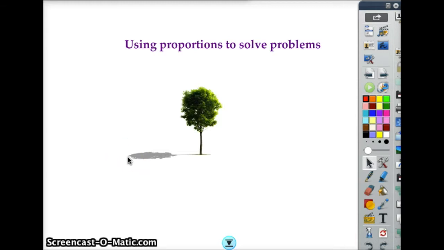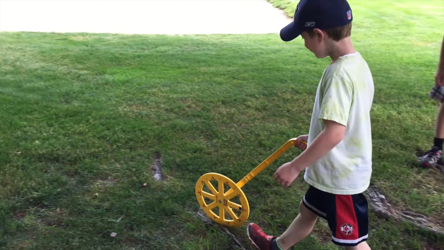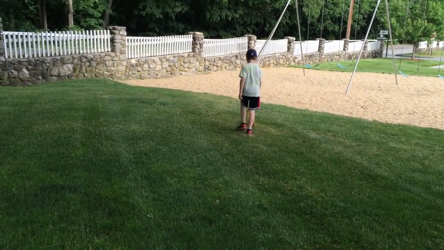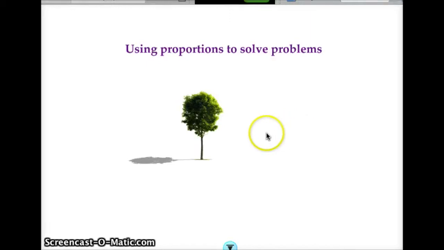Let's start to set up a proportion. Using the shadow was the key to this problem. When you're problem solving, you should always look for relationships. Okay, so I had the boys go out. They did a great job.